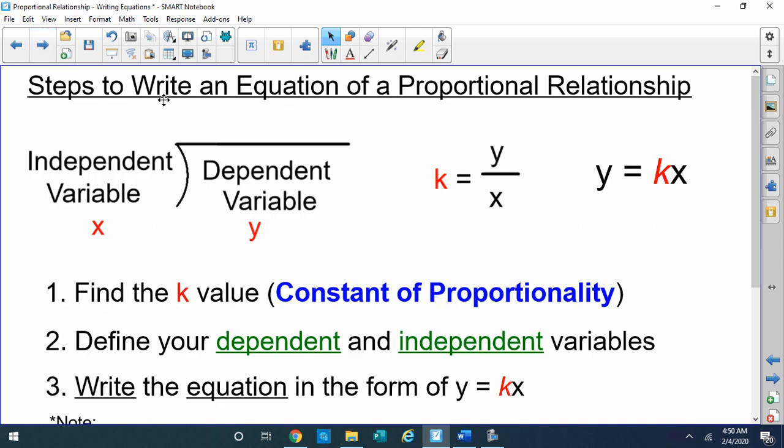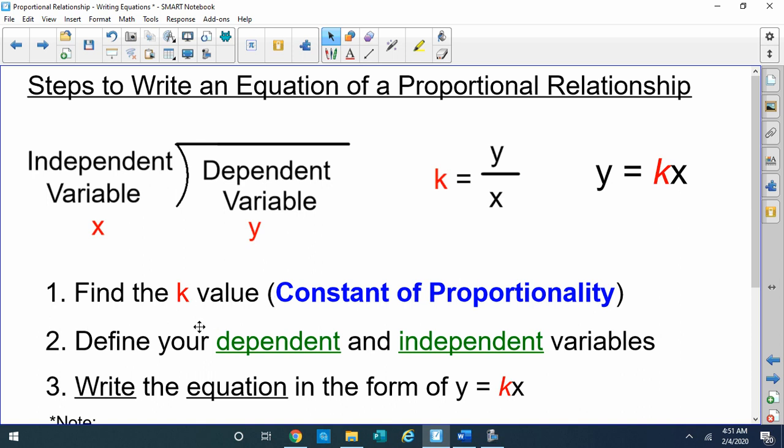Here are our steps to writing an equation of a proportional relationship. Here you're dividing the dependent variable y by the independent variable x. That's one thing you should know. The formula we talked about previously for finding the k value, or constant of proportionality, is the y value over the x value. And now we're going to step it up and introduce the linear model equation y is equal to k times x. So the first thing you should find is the value of k, the constant of proportionality.